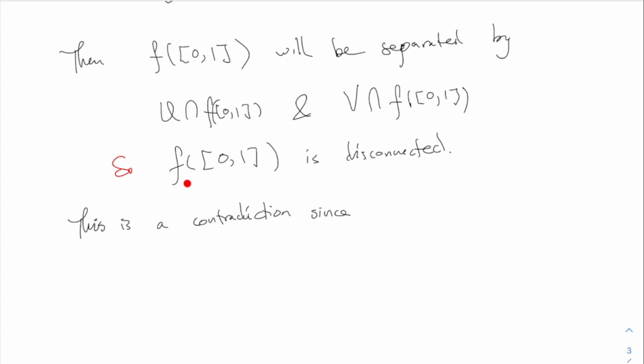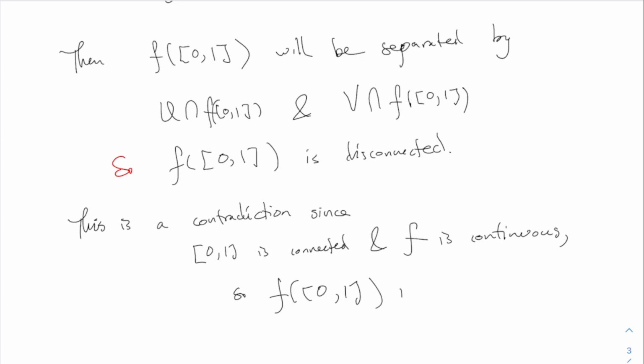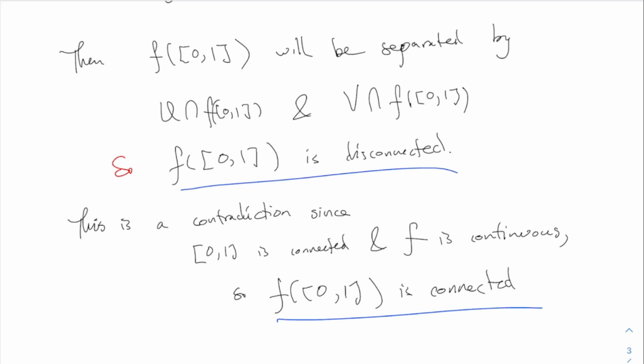And that actually is where the contradiction is. We said that this is disconnected, but that thing is connected. It's a closed interval in R, is connected, and we plugged it into a continuous function. And that means this thing has to be connected. So that's the contradiction, since [0,1] is connected and F is continuous. So F of [0,1] is connected. And that's our contradiction, right? This and this are in contradiction with one another.